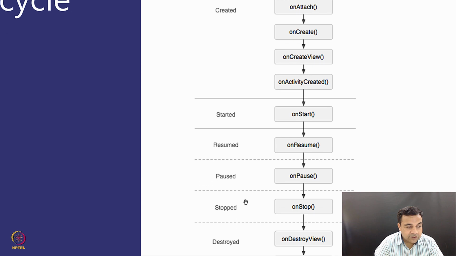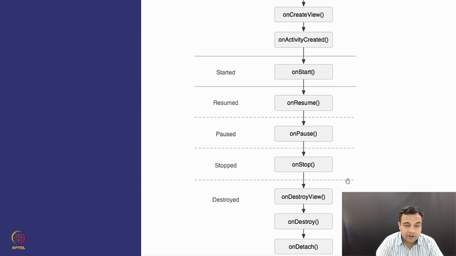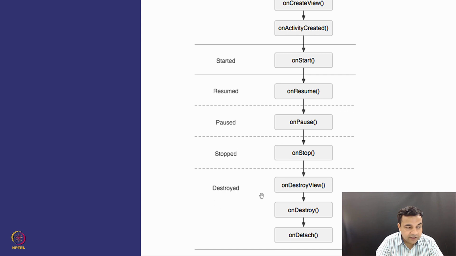Then in paused and stopped also an activity stays for a longer time, and that also results in the corresponding calls in the fragment. But when an activity is destroyed, this again requires multiple callbacks to be called in the fragments: onDestroyView, onDestroy and onDetach.